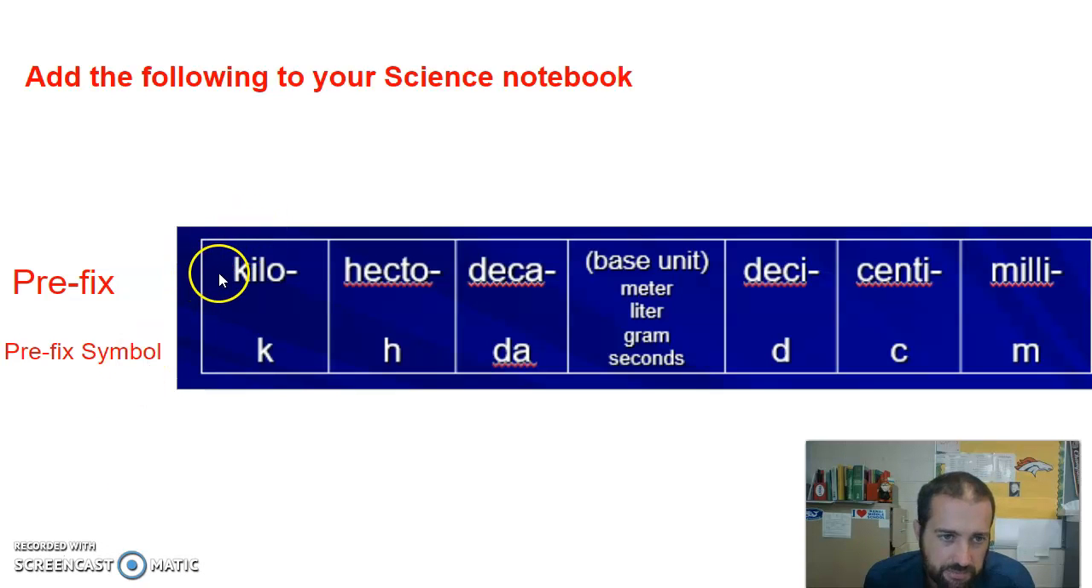Up at the top here, kilo, hecto, deca, all those words across the top, those are called prefixes. And then the symbol, so just a K, an H, DA, we'll get to this middle box in a little bit, a D, a C, and M. Those are all the symbols for those prefixes. So you can add that to the side of your chart.